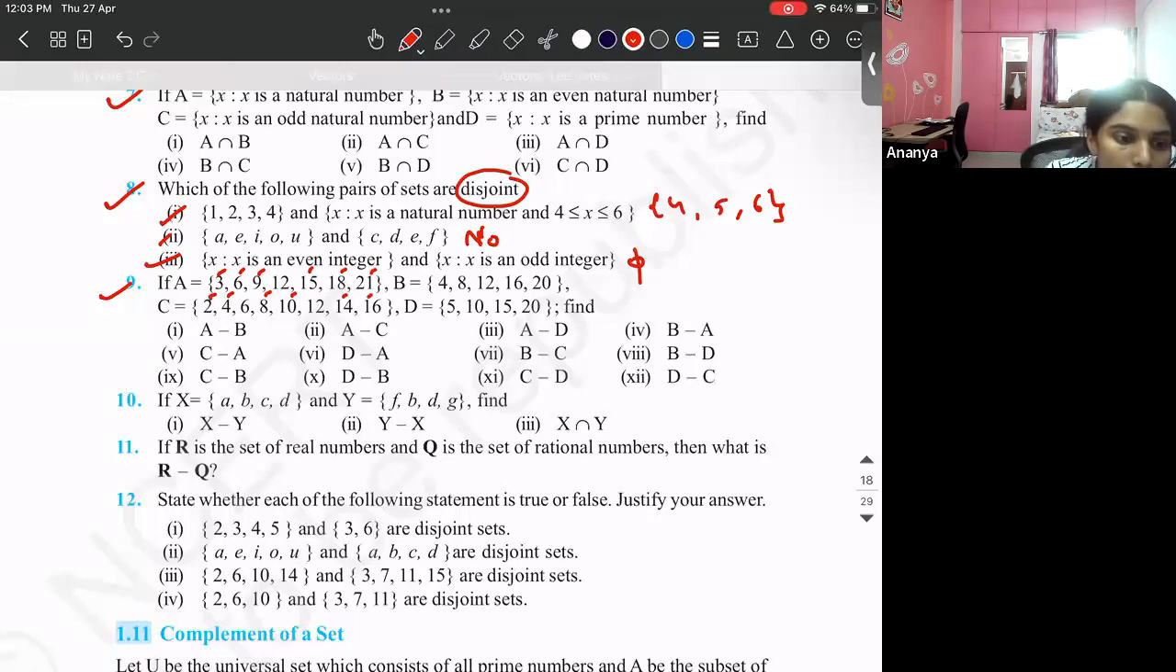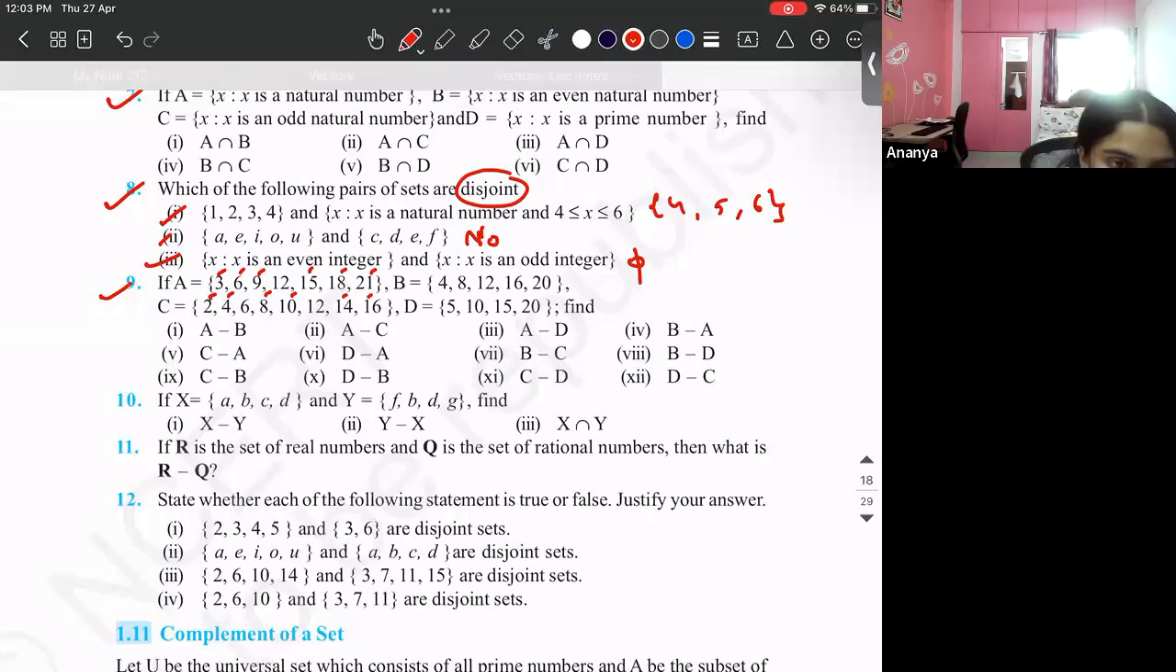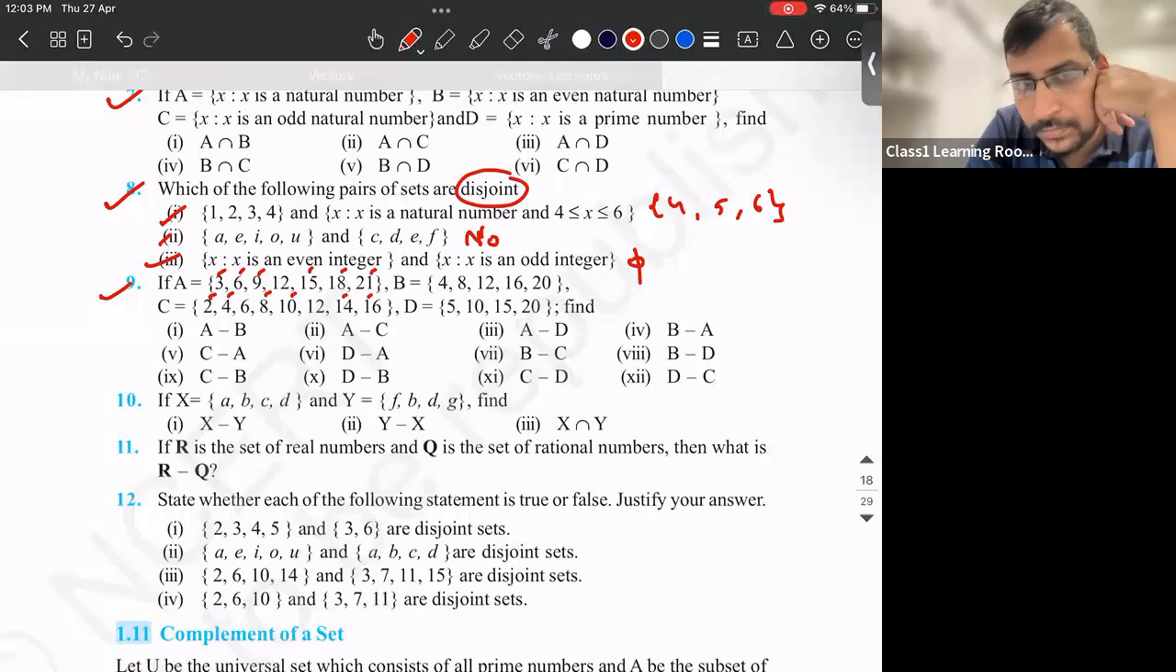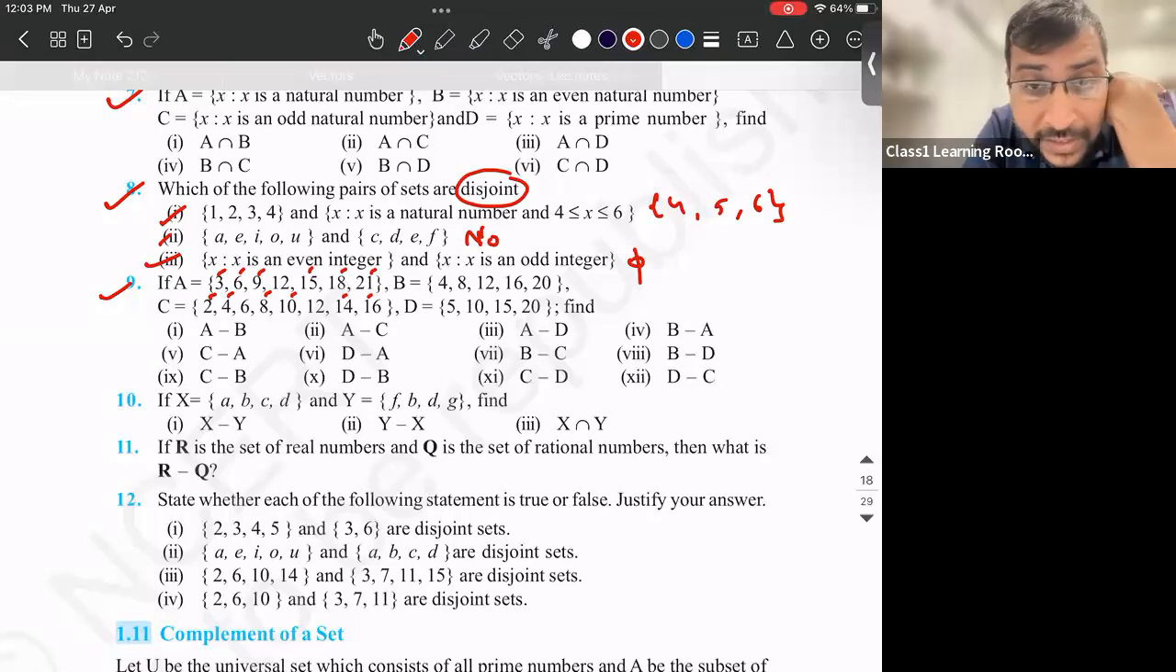Correct. What is the D minus A? D minus A is everything in D except 15. Sorry. Yeah. Everything in D except 15. Correct. What is B minus C?